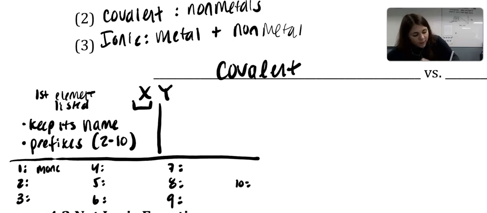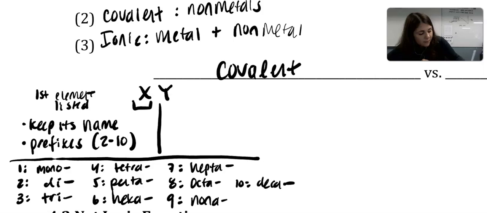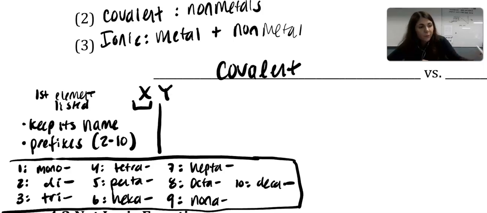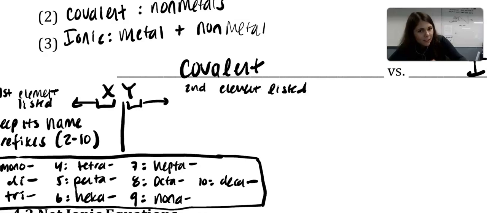So 1 is mono, 2 is di, 3 is tri, 4 is tetra, 5 is penta, 6 is hexa, 7 is hepta, 8 is octa, 9 is nona, 10 is deca. So those are our prefixes that we use for covalent. But when it comes to the first element listed, we only use prefixes 2 through 10. Now for the second element listed, things change a little bit. Here we actually drop the ending and add "ide."